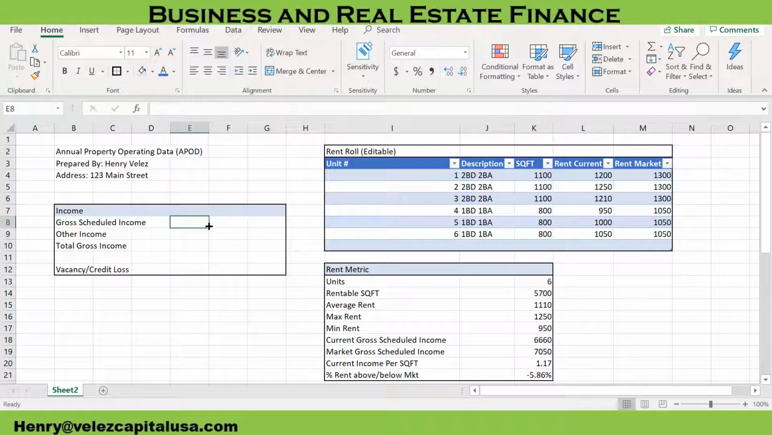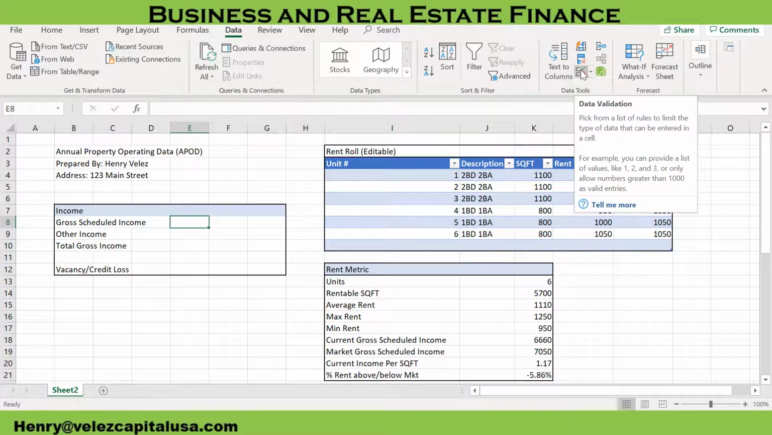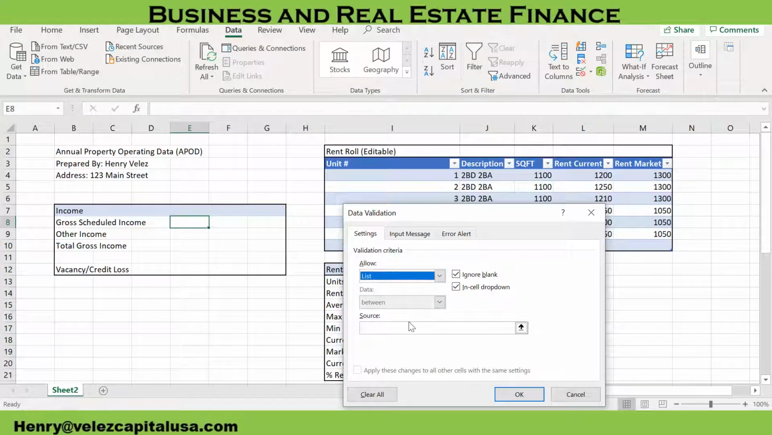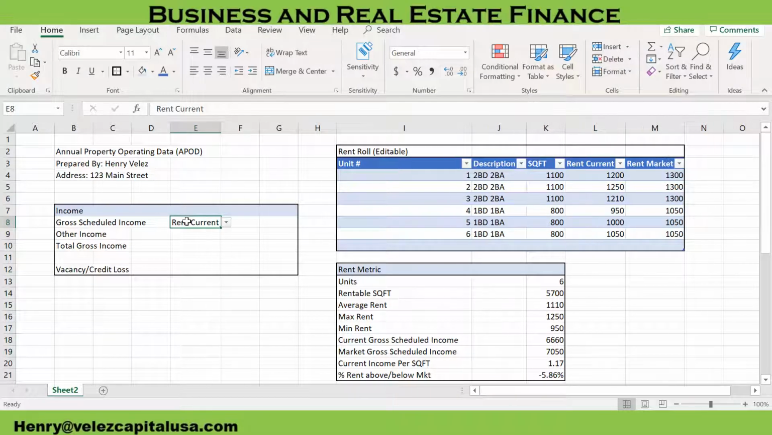Okay, so now what we're going to do is this thing called data validation. Okay, because we're going to toggle between two scenarios. And the way we do this is we go to data, we go over here to data validation, and then we're going to input a list. And the list is going to be in the source, these two right here, rent current and rent market. So when you hit that, it gives you an option, okay? So let's hit Alt HOI again to expand this so it fits.